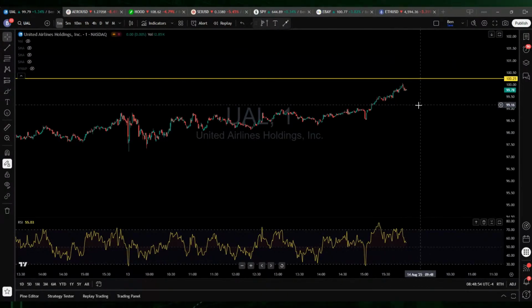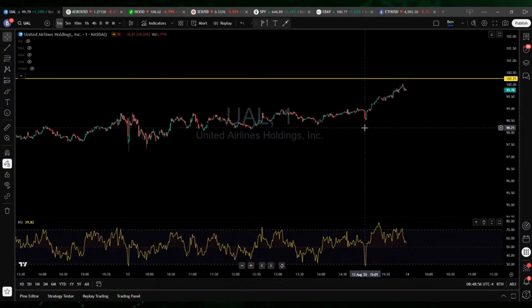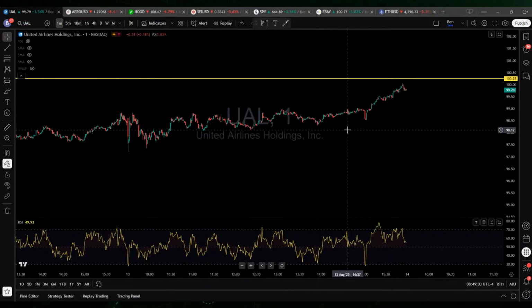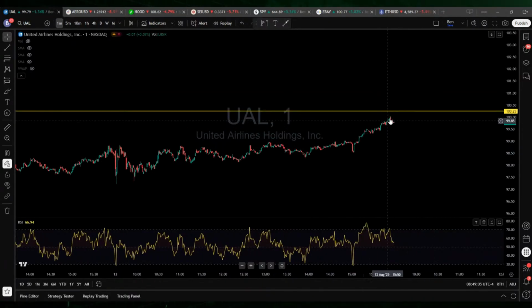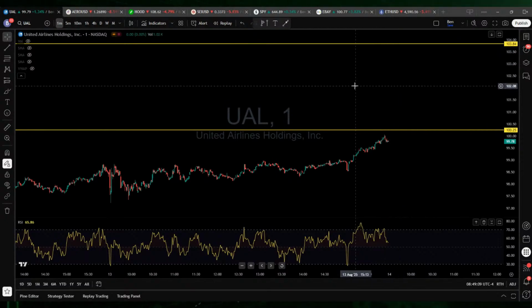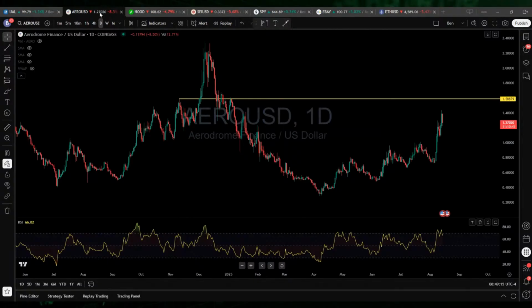$100.25 is no longer my entry price for this. That was a play for yesterday, but it kind of just gives you an idea of what can happen when the relative strength index stays high for a long period of time. So I still anticipate UAL going higher. My entry price would be $103.84, if I was going to use this as a day trade.